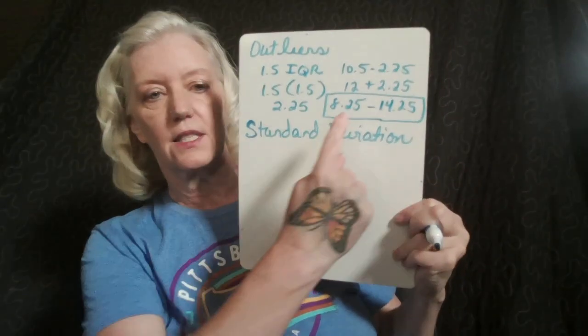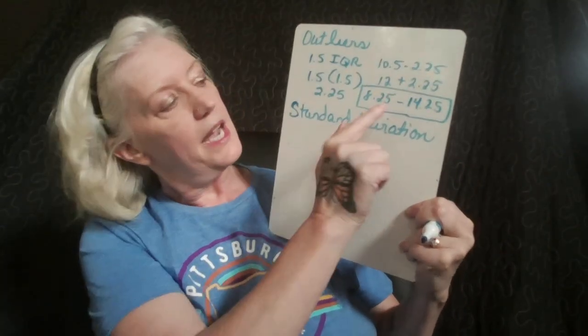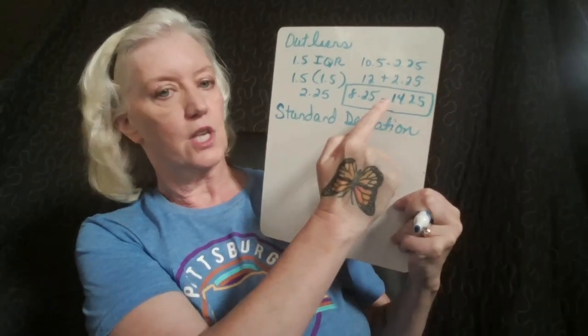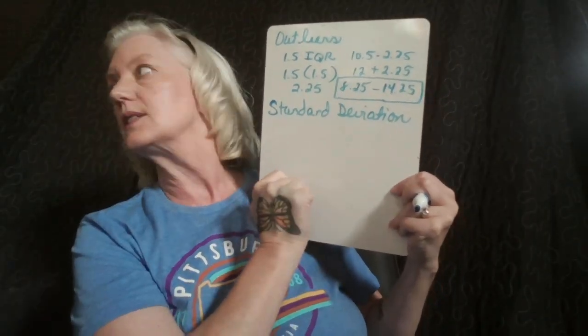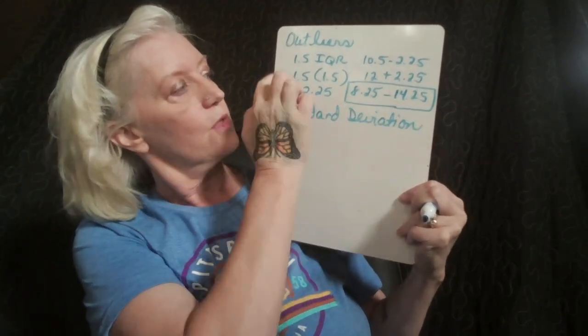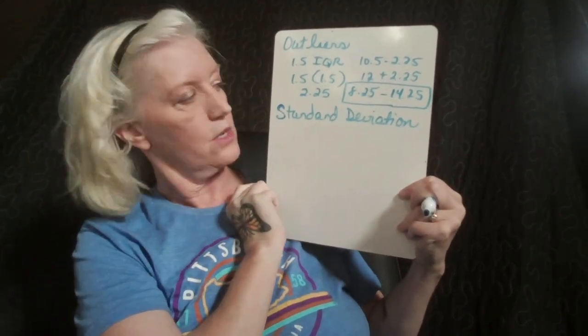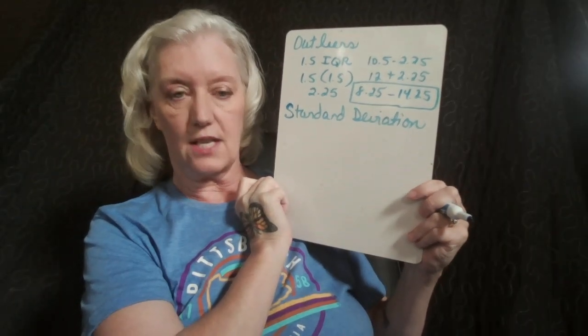So as long as the values are within this acceptable range, we are good. We had two numbers at 14, which are still in this range, so that's okay. And nothing was smaller than 10, so everything is between these two numbers, and there are no statistical outliers. The last measure of spread that we're going to find is our standard deviation.